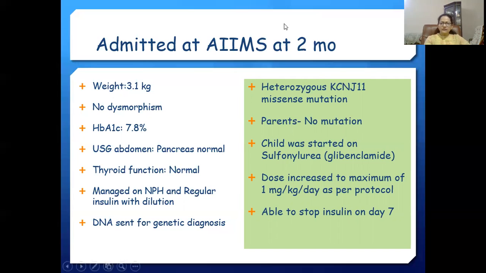In this baby, a heterozygous KCNJ11 missense mutation was found. The parents didn't have any mutation. The baby was started on sulfonylurea, that is glibenclamide, and the dose was increased to a maximum of 1 mg per kg per day as per protocol, and we were able to stop the insulin on day 7.